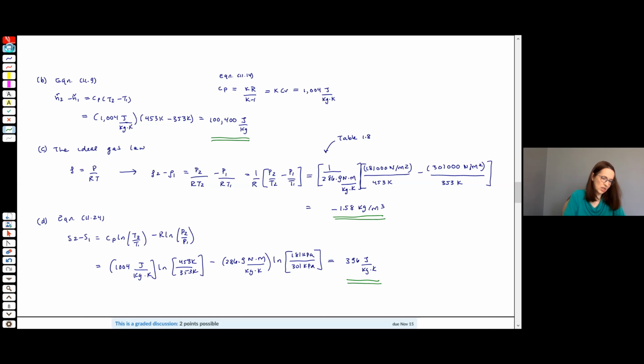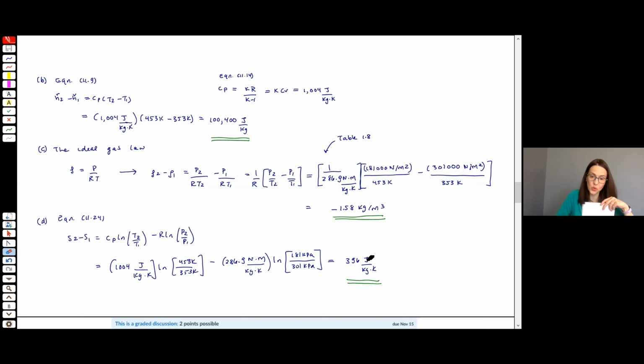So that's our change in entropy. From an intuitive perspective, it makes sense that we have a positive change, an increase in entropy, right? Because the second law of thermodynamics tells us what? That entropy can never decrease, right? You can only have zero change in entropy or an increase. So we've got an increase in entropy, which makes sense.